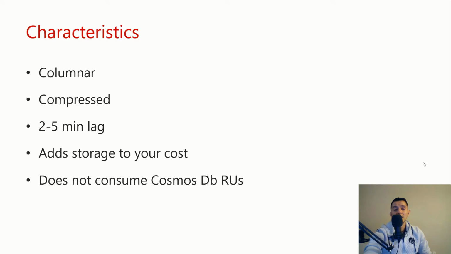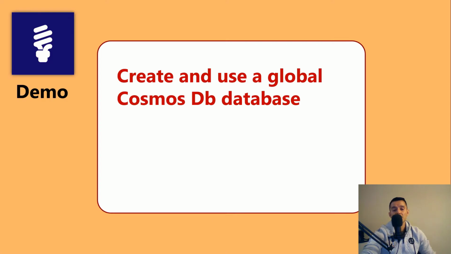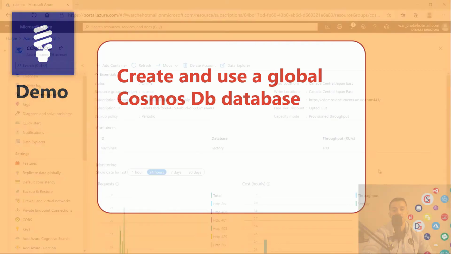And at the same time, when you query the Analytical Store, it also does not consume Cosmos DB request units. So querying the Analytical Store to build reports, analytics, machine learning, etc. is not going to have an impact on the performance of your main Cosmos DB transactional behavior. So let's jump into a demo now. I'm going to check out how we create and how we use a global Cosmos DB database.